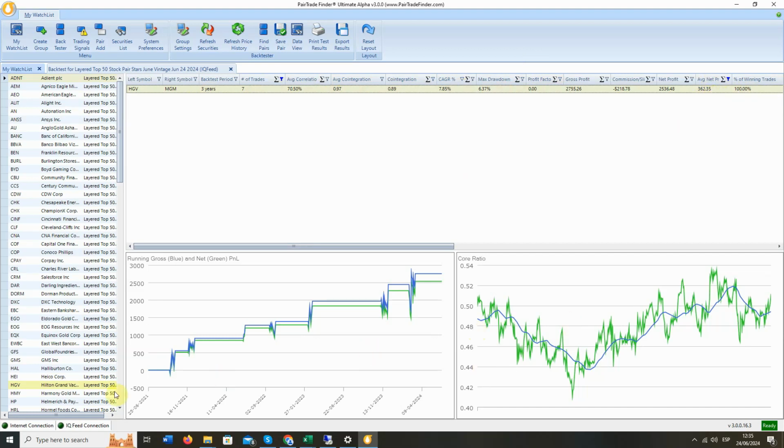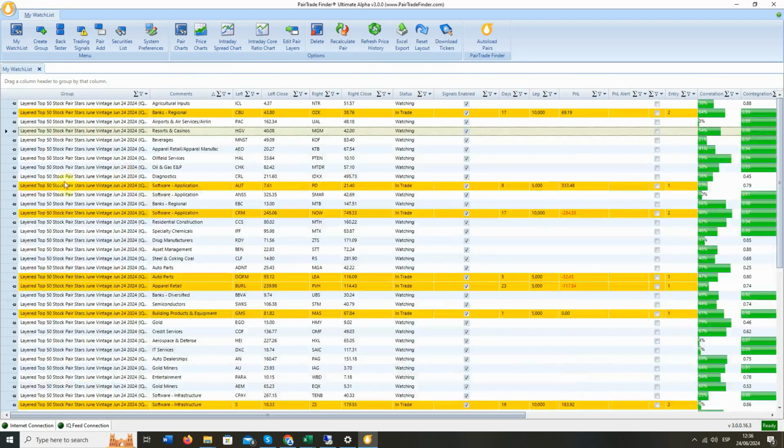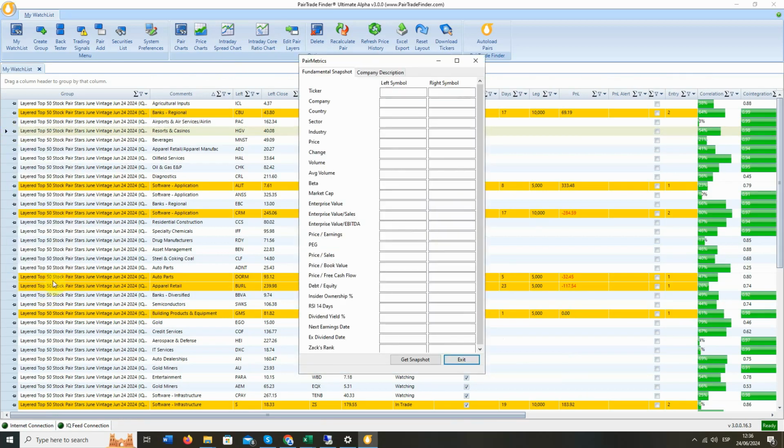You can see the equity curve here. Each one of these trades looks very, very good. Bit of a drawdown here, but otherwise looking great. You can see the moving average of the core ratio of the pair is fairly stable over time. Lots of zero crossings, exactly what we like to see in a good back test. What are these companies? If you just right click over here, you can pull up a fundamental snapshot on them.